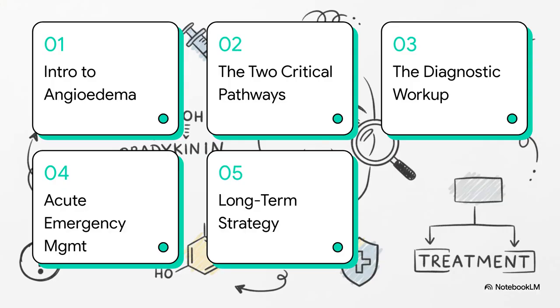So here's our game plan. We're going to start with the basics of angioedema. Then, and this is key, we'll unpack the two critical pathways that honestly guide every single decision you make. From there, we'll walk through the diagnostic workup, what to do in an acute emergency, and finally, how to think about a long-term strategy for your patient. It's the whole journey from start to finish.